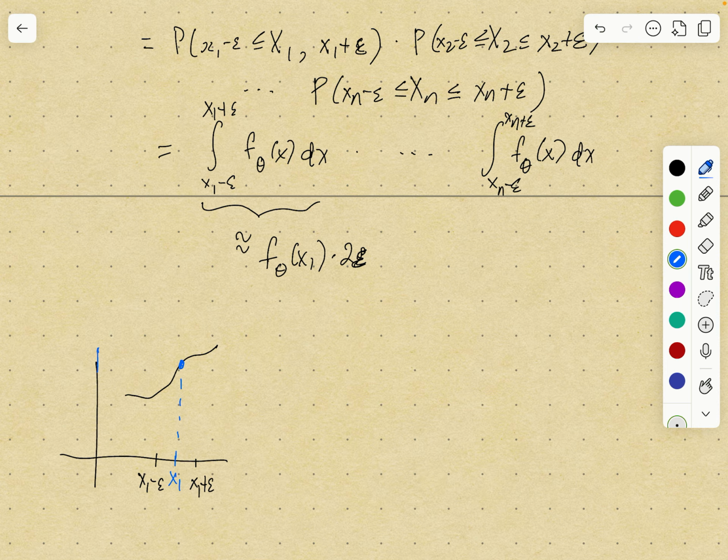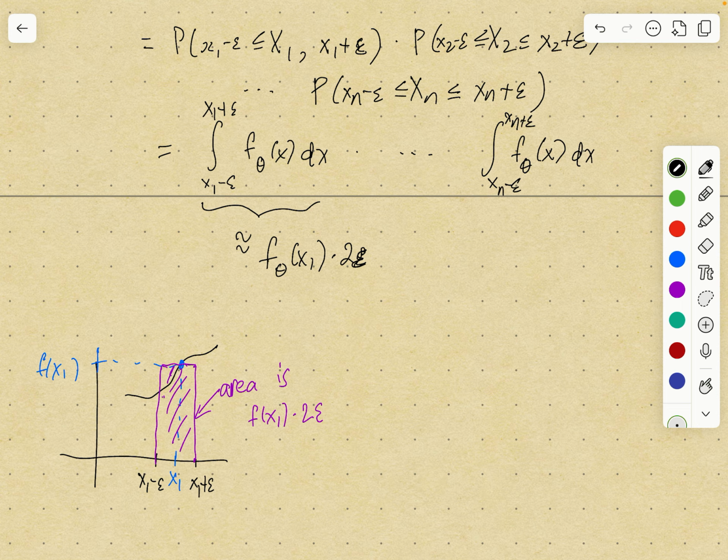You have f of x1, and if you think about the area under the curve as basically a rectangle with height f of x1, and then the base is 2 epsilon, right? Then the area of this rectangle is just f of x1 times 2 epsilon. And the area of that rectangle is approximately the area under the curve. We're basically using the midpoint approximation of the integral.